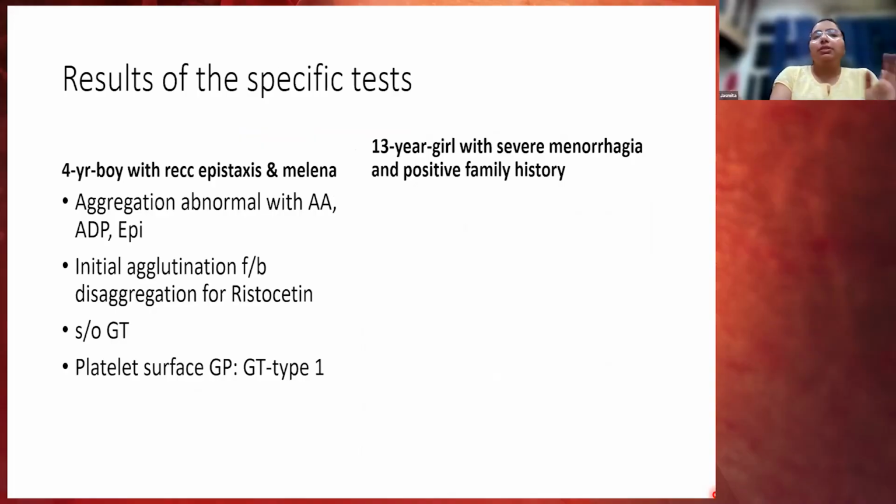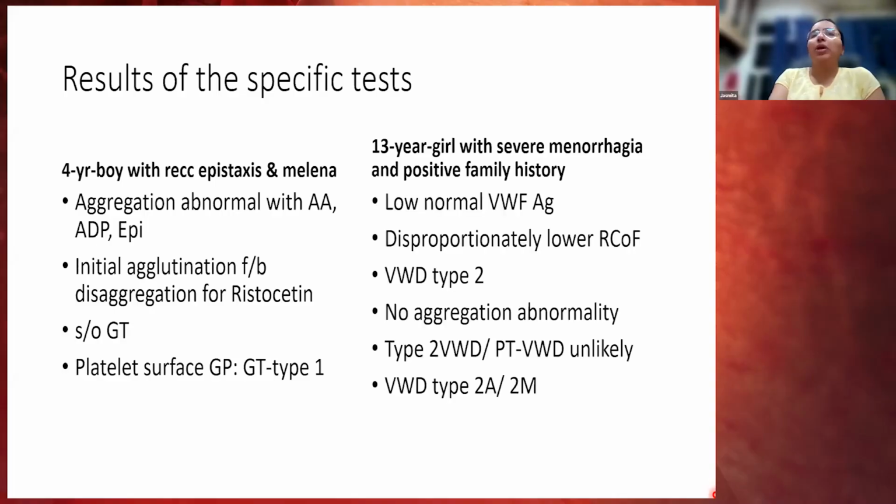So if we compile the specific tests that we've done till now, for the first case, our diagnosis is clear that this is Glanzmann thrombasthenia type 1 because aggregation responses were abnormal with all of the agonists except an initial agglutination followed by disaggregation response that we observed for ristocetin. And the platelet surface glycoproteins were absent, which confirms this as GT type 1.